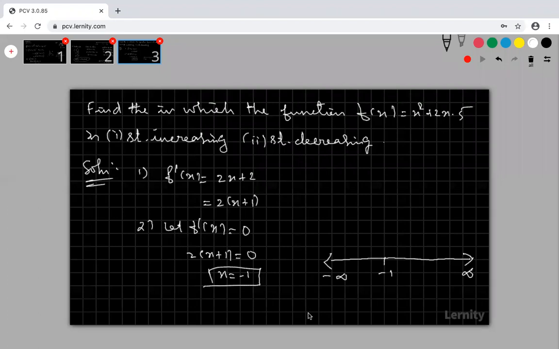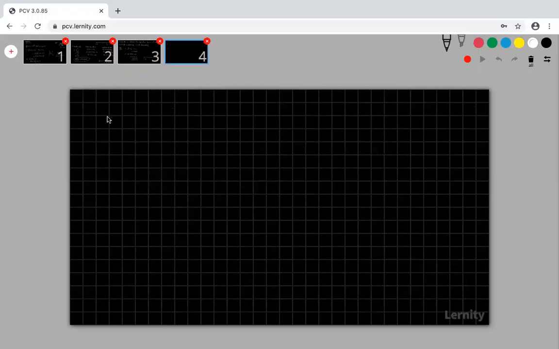Now look at that. This is a second degree polynomial, degree 2. For my derivative, it is a linear polynomial, degree 1, so I will get only one root. But this one value of x makes two intervals. So what are the intervals? Minus infinity comma minus 1, and minus 1 to plus infinity.